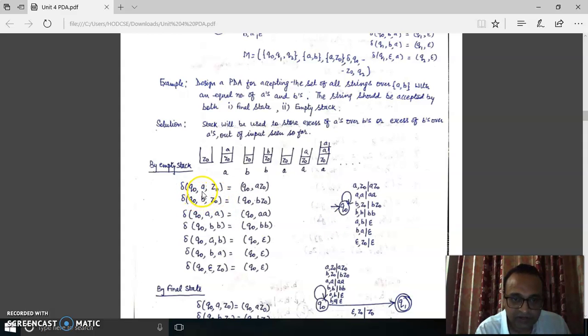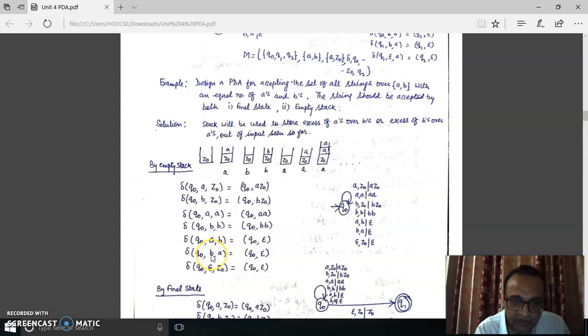Suppose on the q0 state a is the input and the stack top symbol is the stack initial symbol, we push a. Suppose b is the input symbol and the stack top symbol is the stack initial symbol, then we push b. Now suppose a is on the top of the stack and the input symbol is a, then we push a on the stack. Now suppose b is the input symbol and b is on the top of the stack, we push b on the stack. Now suppose we read a and at that time the stack top symbol was b, then they cancel. So at that time we remain on the same state and we pop b.